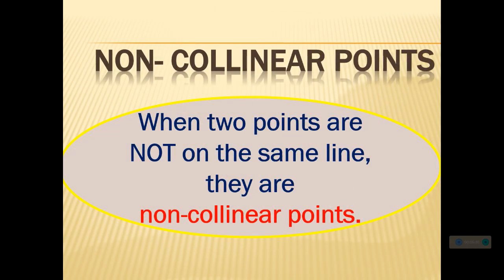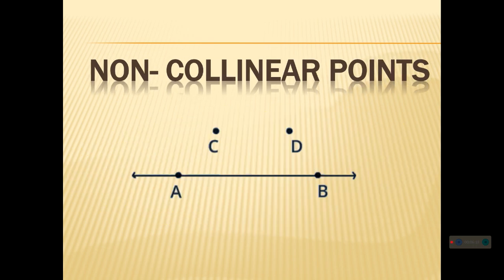Okay, so to answer this, when points are not on the same line, they are non-collinear points. For example, we have here this figure. So we have points A, B, C, and D as non-collinear points. Why? Because points C and D are not on the line. That's why they are called non-collinear points.